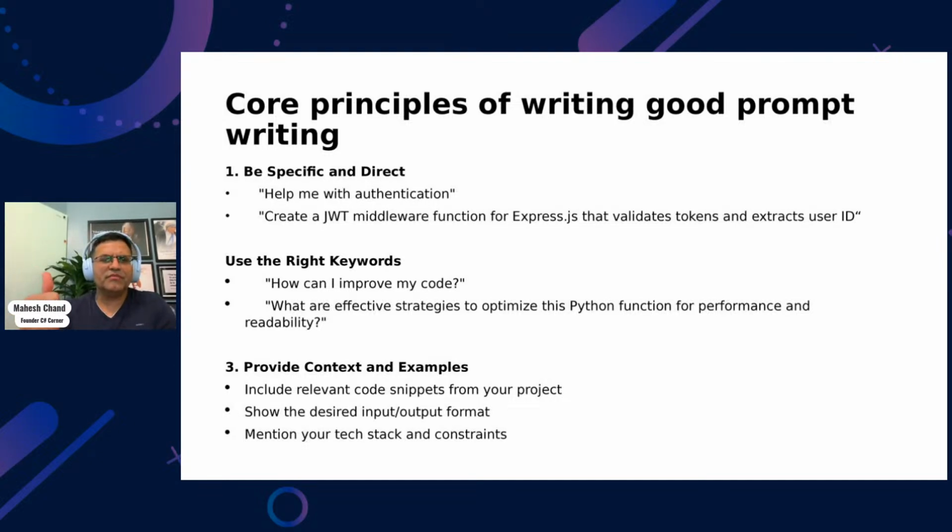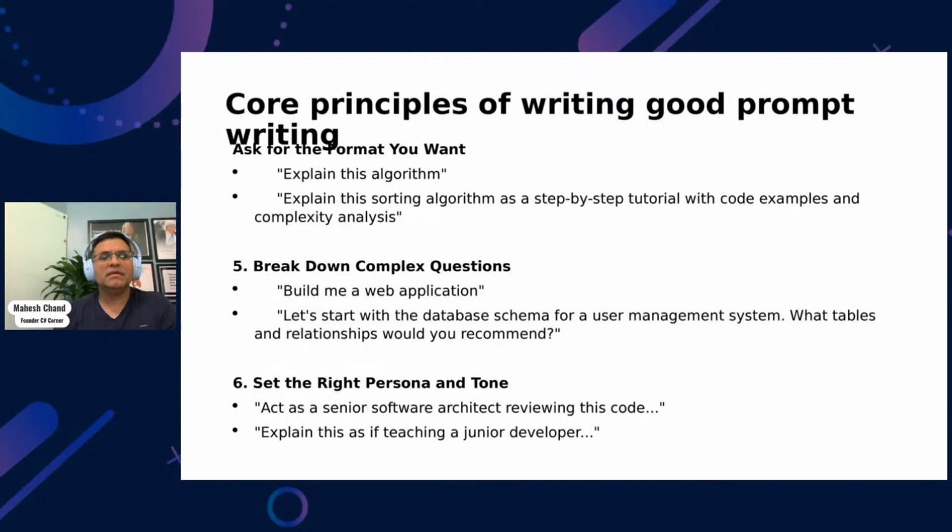So these are 6 principles. I have 3 principles. One is specific and direct. Second is use the right keyword. Third is provide context. Fourth is, okay, look, my slides are messed up. Fourth is ask the format. You can also tell AI what format you want, right? You can just say, oh, explain this algorithm, or you can say, explain this algorithm as a step-by-step tutorial with code example and complexity analysis. So you can literally ask what kind of output you want from the AI. And then the format. You can also tell it a tone, right?